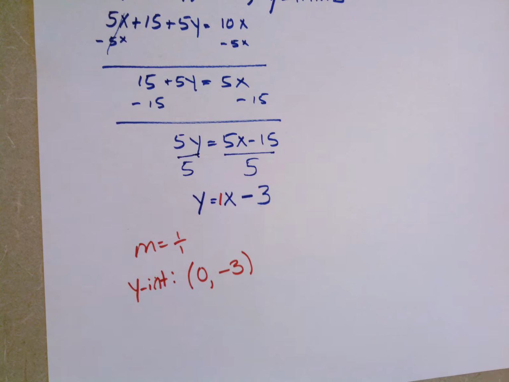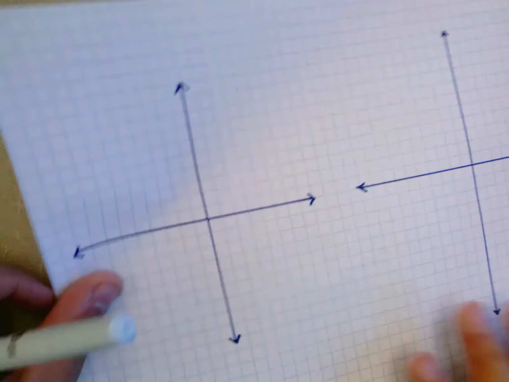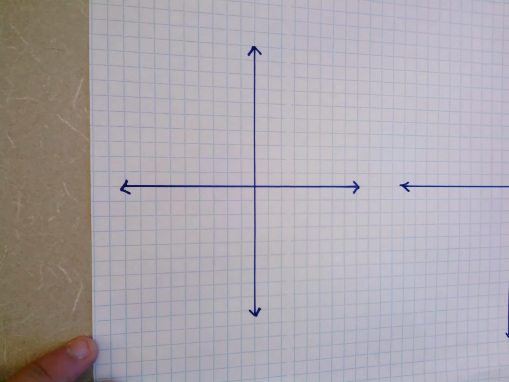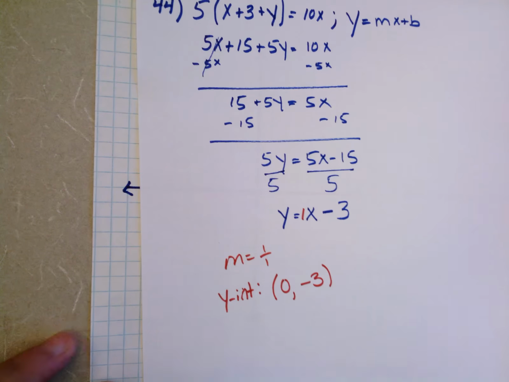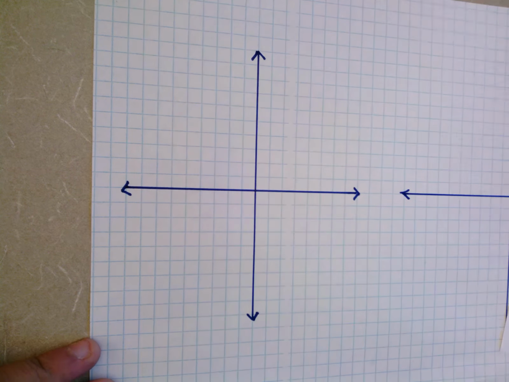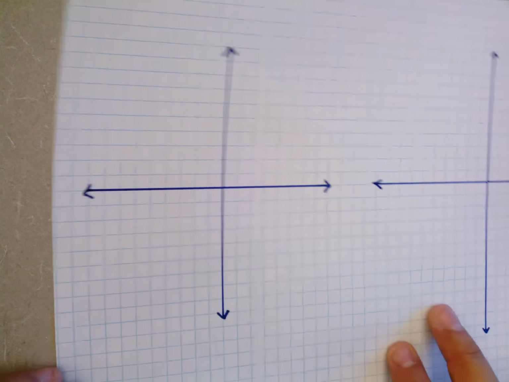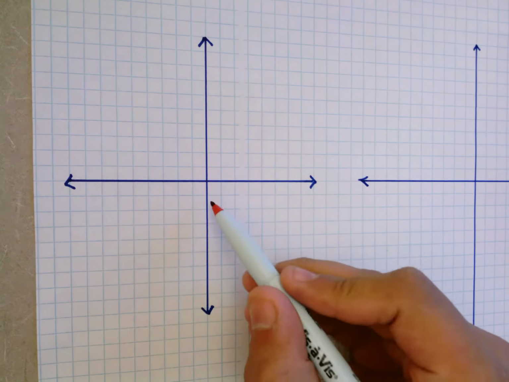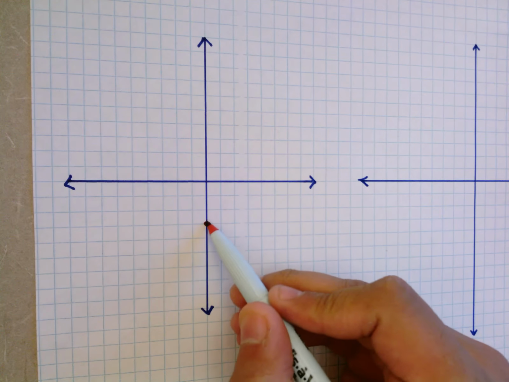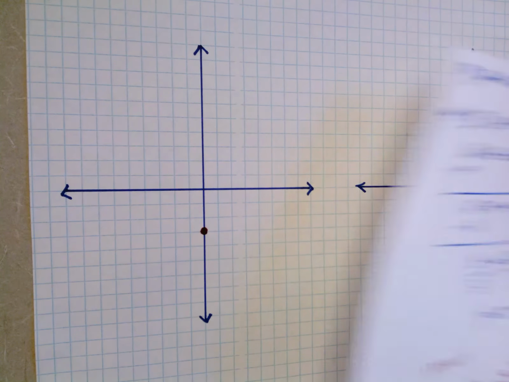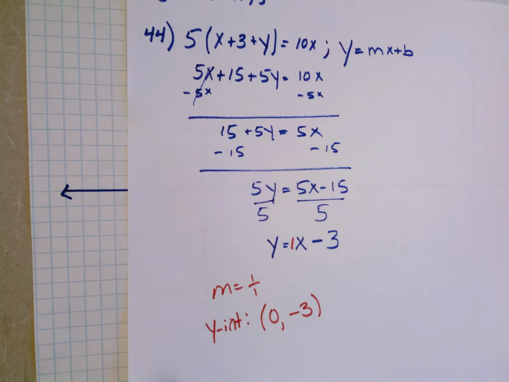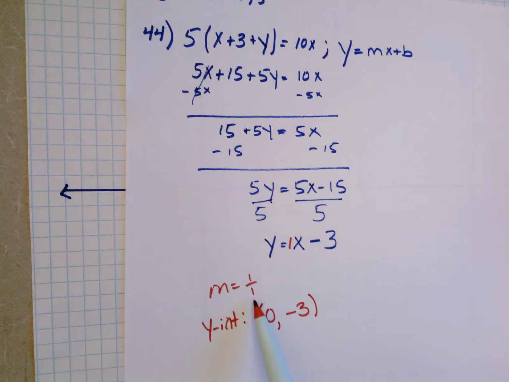So if I know that, I'm going to come in and I'll graph. So because I know that I have a y-intercept of 0, negative 3, I know that this is a point on the graph. So I'll start by graphing that point. So if we're counting by ones here, I'll go 1, 2, 0, negative 3. That's a point right here. Now, what is my slope? My slope is 1 over 1.